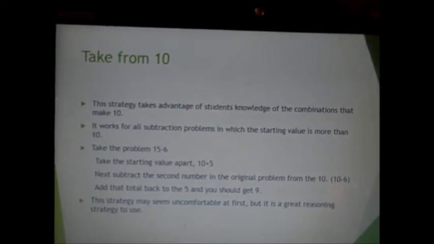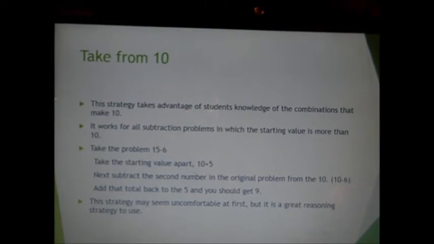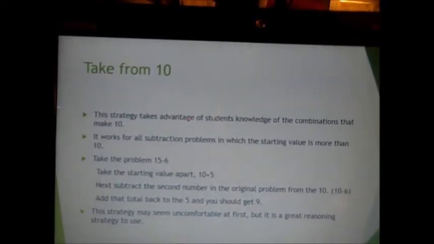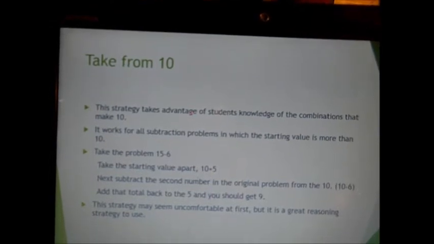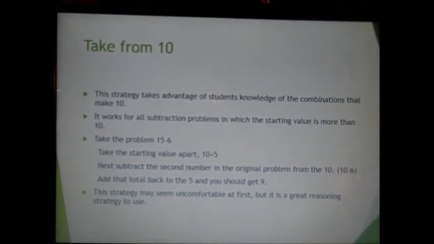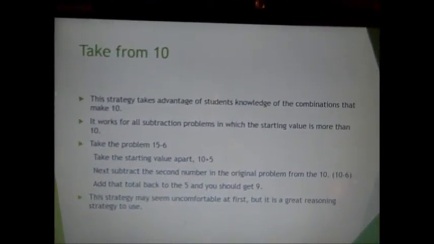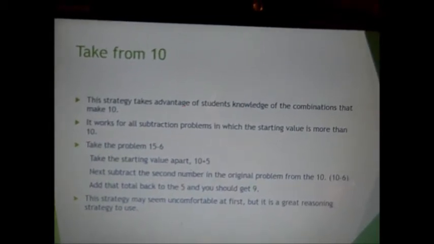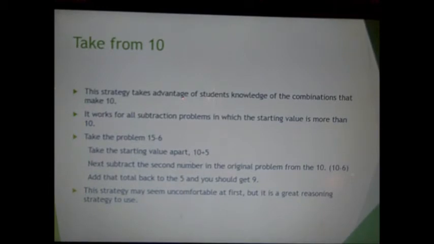Take the problem 15 minus 6. Take the starting value apart, 10 plus 5. Next, subtract the second number in the original problem from the 10, so 10 minus 6. Add the total back to 5 and you should get 9. This strategy may seem uncomfortable at first, but it is a great reasoning strategy to use.